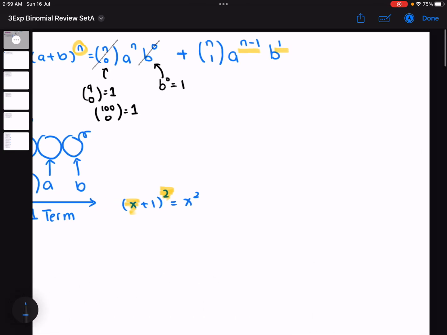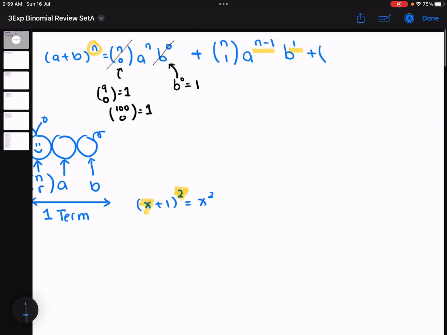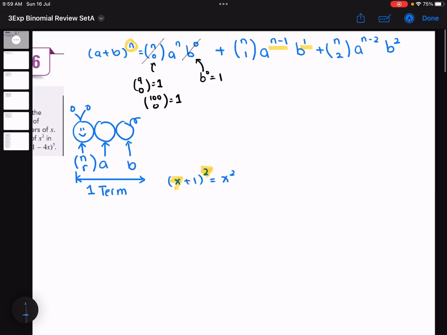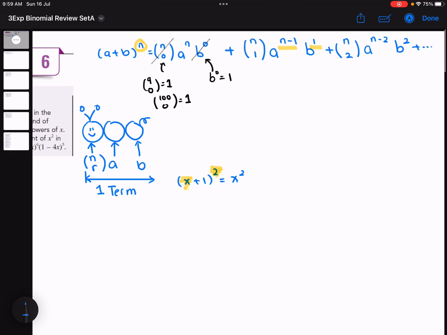Second caterpillar, my third caterpillar, I increase by 1 again. Drop 2. Everything tallies. Look at my NCR, look at my powers. Everything must tally. Okay? Everything must tally. Then, I don't want to do more. I'm going to just stop here.